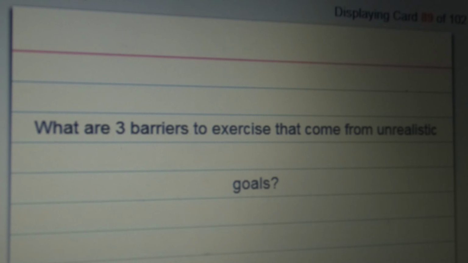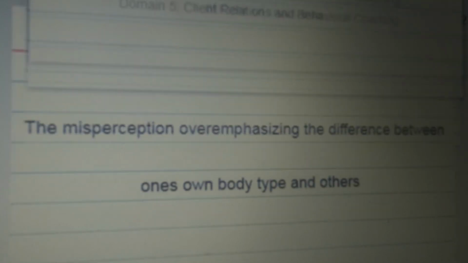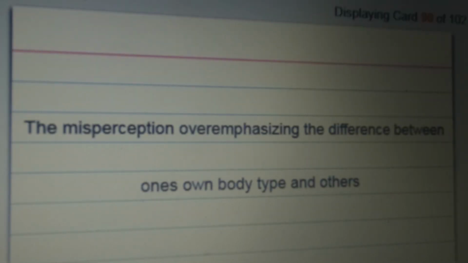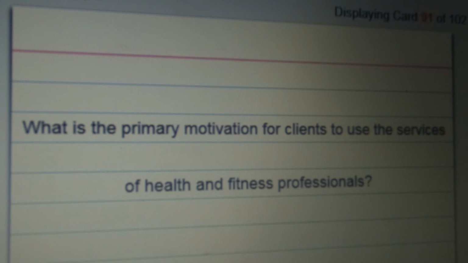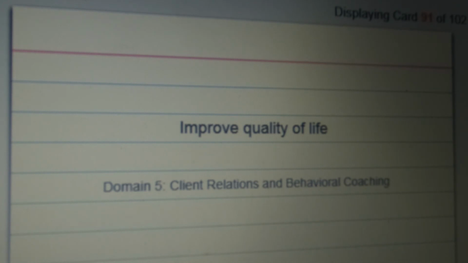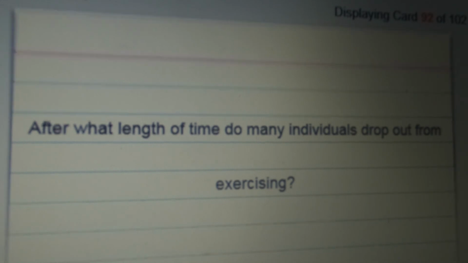What are 3 barriers to exercise that come from unrealistic goals? Lower motivation, decreased self-esteem, don't provide sense of success. The misrepresentation of overemphasizing the difference between one's own body type and others. Social physique anxiety. What is the primary motivation for clients to use the services of health and fitness professionals? Improve quality of life.